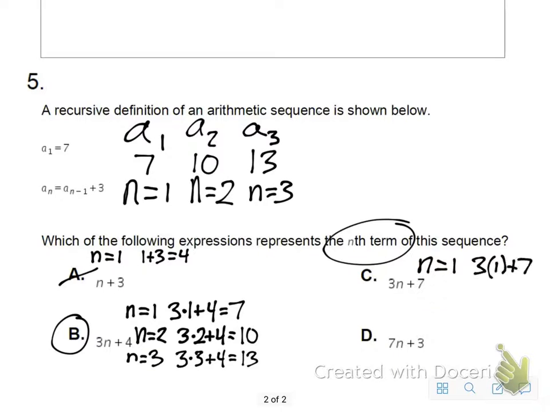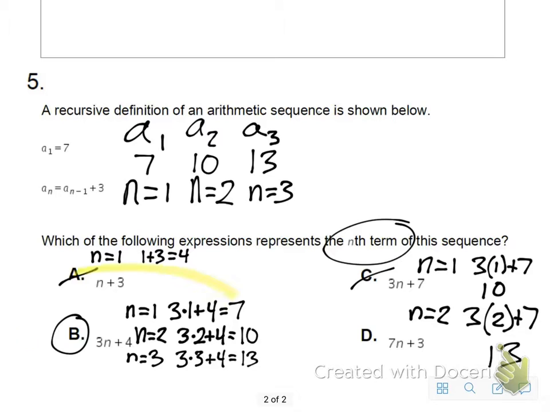But before we're done, let me just tell you why choice C is wrong. Again, if you plug in 1 for n, you're trying to compute the first term in the sequence, which was 7. 3 times 1 is 3, and 3 plus 7 is 10. The first term in the sequence was not 10. The second term was 10. Likewise, if you plug in 2, 3 times 2 is 6, and 6 plus 7 is 13. The second term in the sequence was 10, not 13. So choice C and choice D were not the correct answers, and that's why it's B.